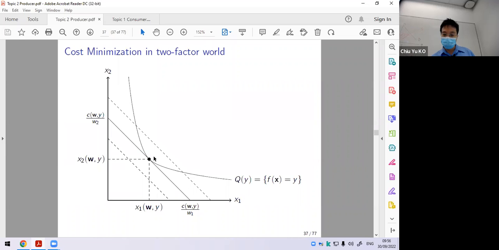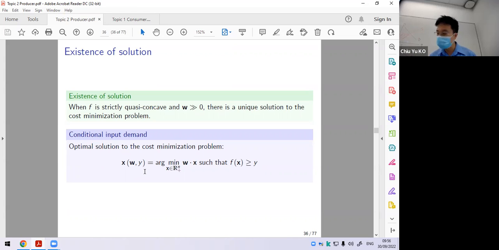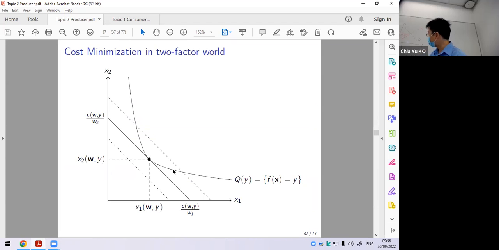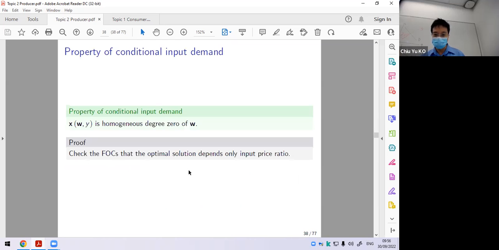So maybe I should add C because... but I don't know what to do. But that is the function that depends on the input price and the output target, right? And do note that this is a function because this is a unique solution to that. If you do not have uniqueness, you don't have this, okay? Have to be very careful. This is what we want. I think it's very clear, the same as the cost minimization, when Hicksian demand, the same thing, okay?